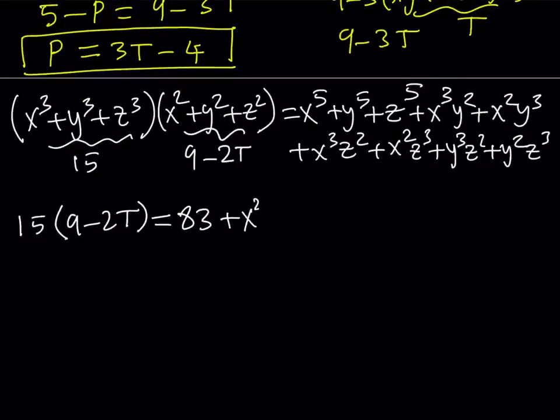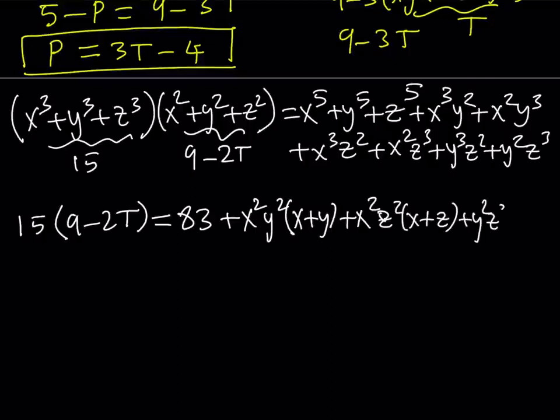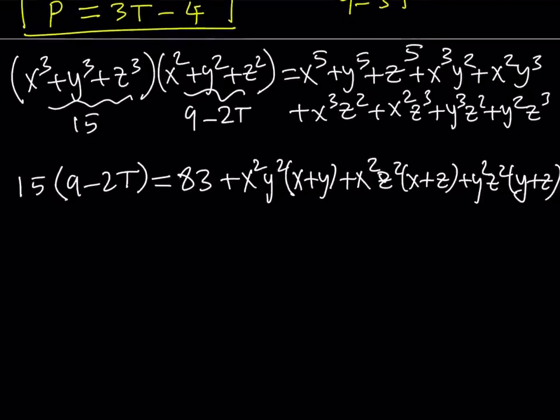For example, I can take out x squared y squared, and that's going to give me x plus y, and then I can use x squared z squared. That's going to give me x plus z, and then I can use y squared z squared with y plus z. Okay, great. Now I'd like to find something else here, but let's go ahead and distribute first. And then I can subtract the 83. And the right-hand side now can be arranged. How? We can basically make it factorable, but first I'd like to do the following.